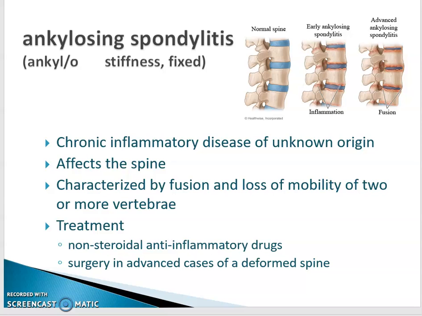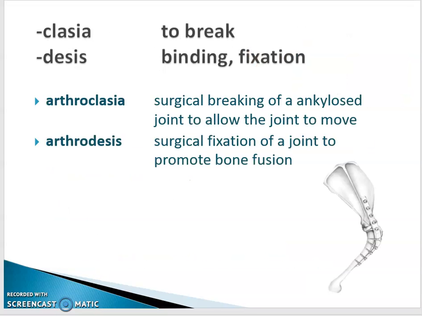And so that's the baseline. They start with anti-inflammatory drugs, NSAIDs, once again, non-steroidal anti-inflammatories. If that doesn't work, surgery in the more advanced cases. And so when these bones bind together, sometimes they have to be broken apart. And that would be arthrochalasia. Chalasia, the suffix meaning to break. So a surgical breaking of an ankylosed joint to allow the joint to move again. That can be done sometimes. If it's not too advanced, you can just clean it up a little bit, use some arthroscopy. They go in and look at it, take out some of the bone mass, and sometimes they can restore that joint to normal function or close to it.